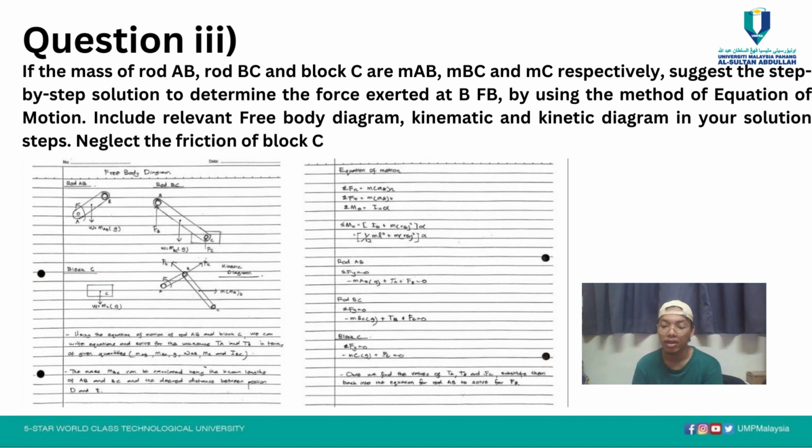Once we find the values of TA, TB, and FC, substitute them back into the equation for rod AB to solve for FB. That's all from me.